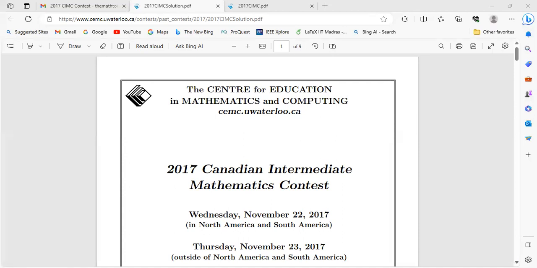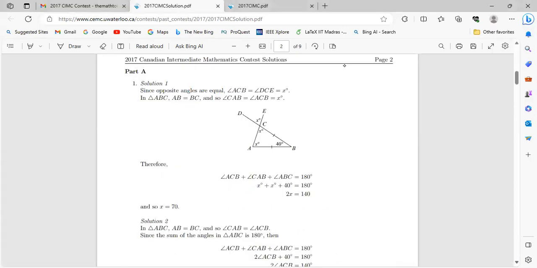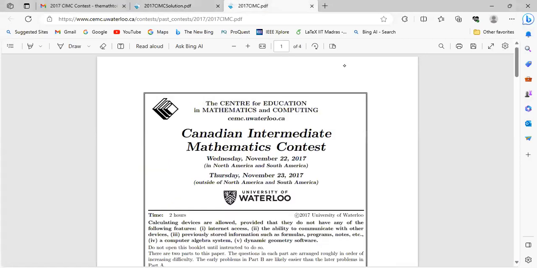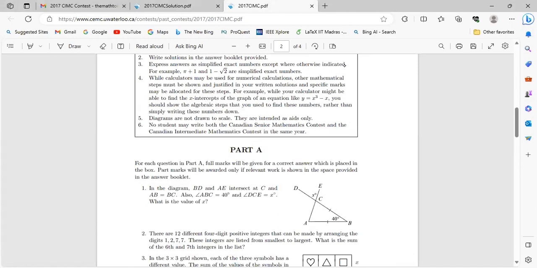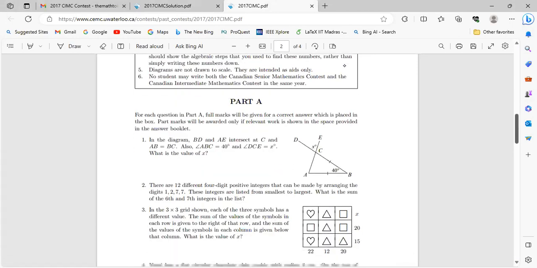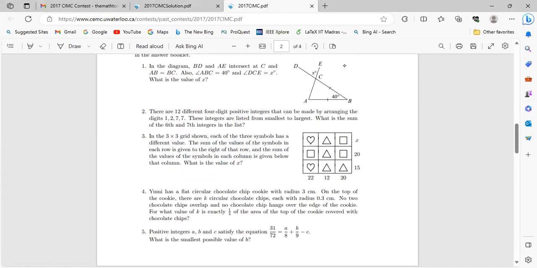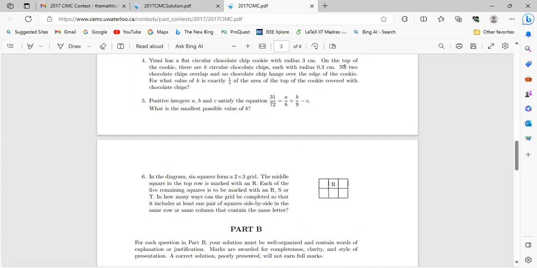Shana, which question number is it? Question part A, question 6. In part A, which question? 6. Okay. You can see my screen, right? Yeah.